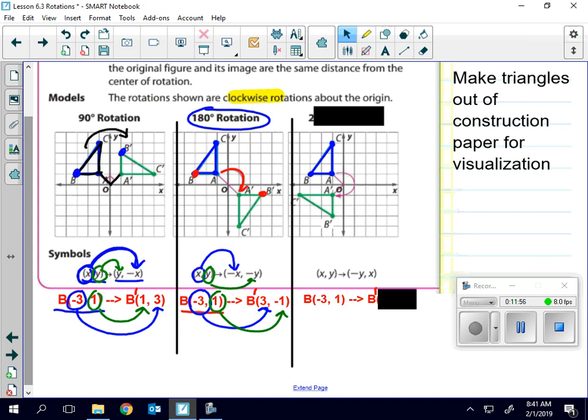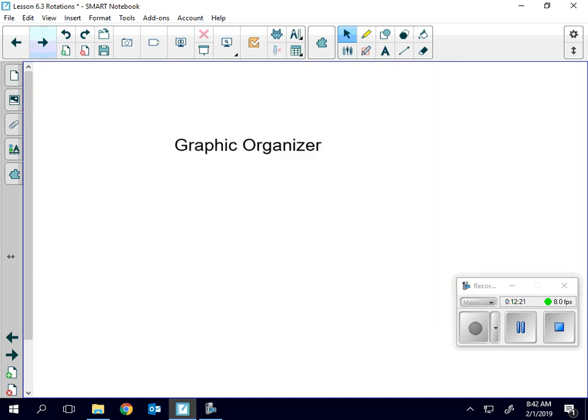All right. And then we have the 270-degree rotation. And that's going to do this. Okay, let's look here. So the x gets moved into the y spot. Stays the same. Whereas the y gets moved into the x but made opposite. And you can see that happens here as well. All right, so we're going to look at this now on our graphic organizer.